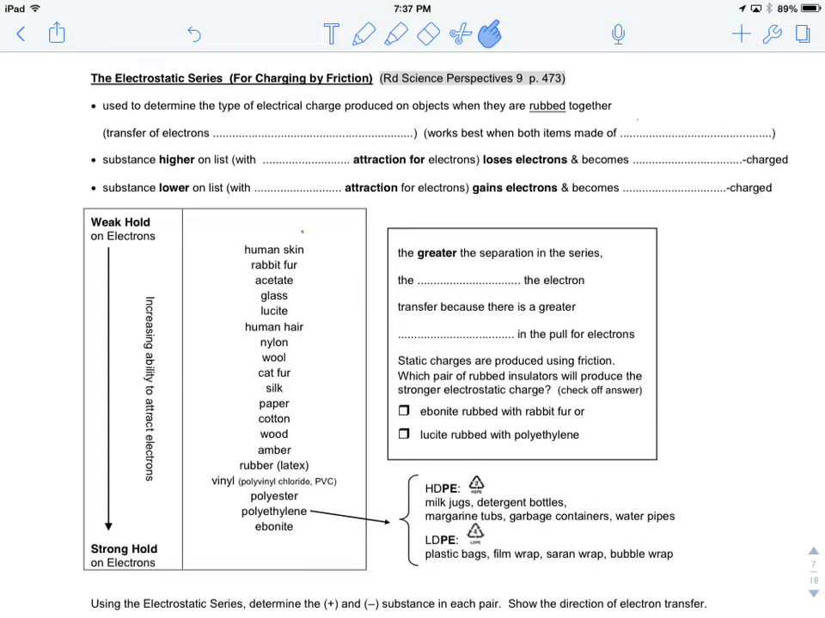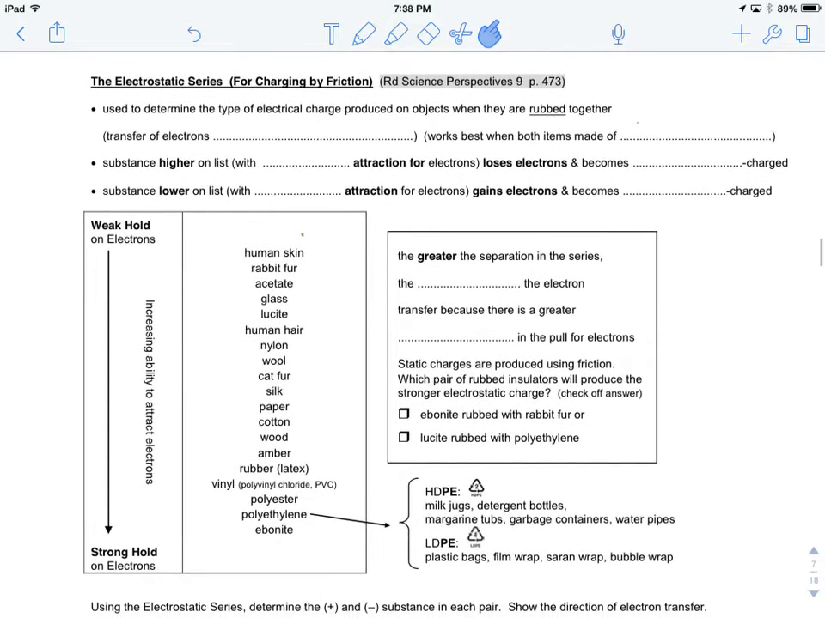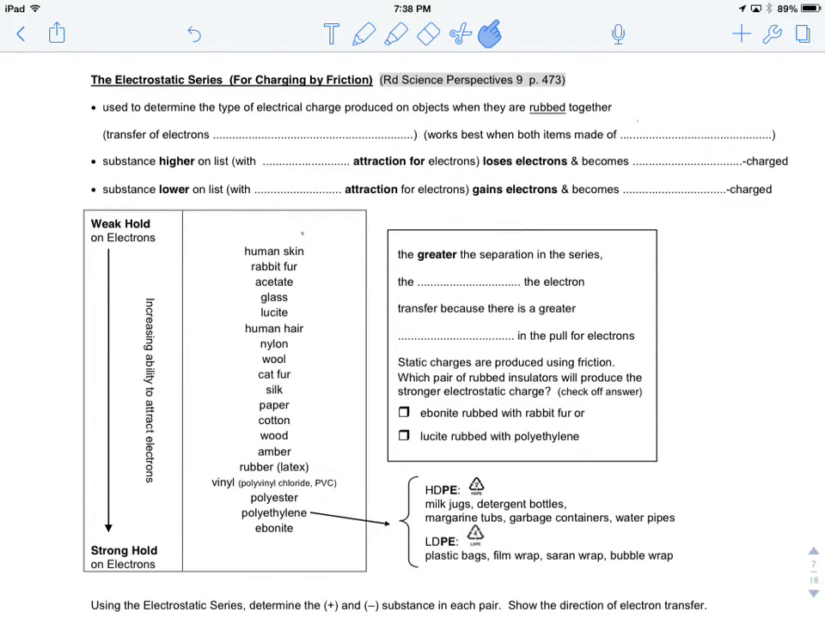Okay, so here we are looking at the electrostatic series. This is a mini lesson. And so far, we've talked about charging up an ebonite rod or a lucite rod by rubbing it with either rabbit fur or polyethylene. But we never really talked about why, when I rub an ebonite rod with rabbit fur, do I get a transfer of electrons? And so that's what we're going to talk about today.